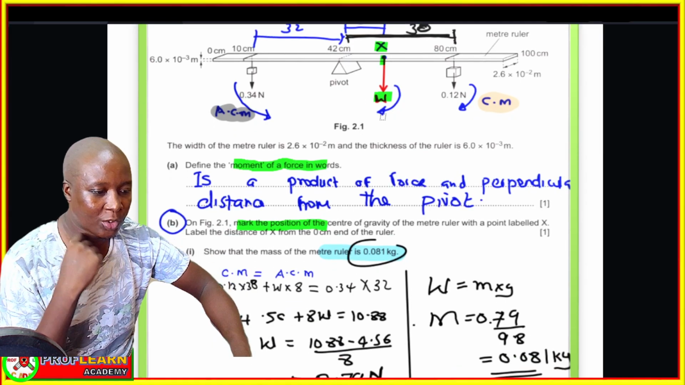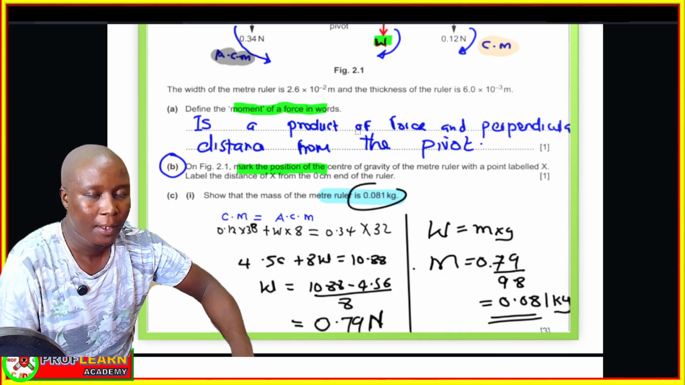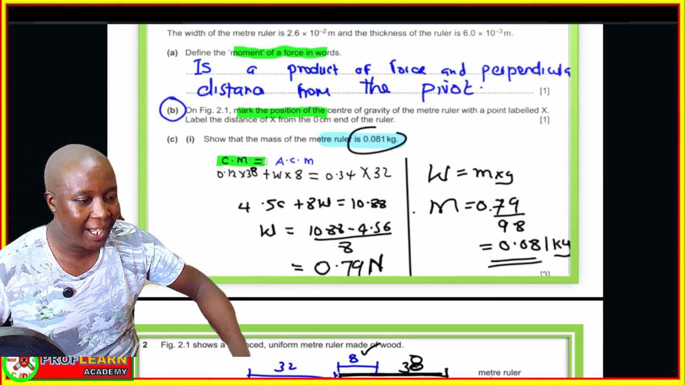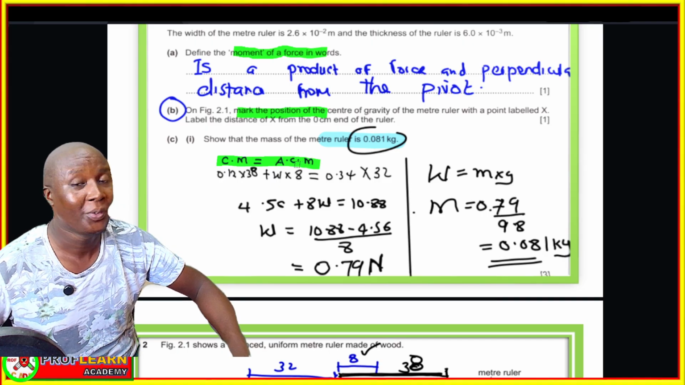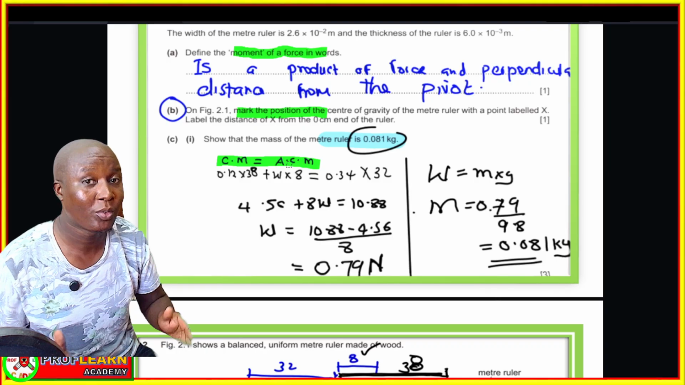Number 2, candidates were supposed to calculate the mass of the ruler, meter rule. So the first thing the candidates were supposed to do is to work out clockwise moment is equals to anti-clockwise moment, and that is the principle of moments. That's what they were supposed to do.